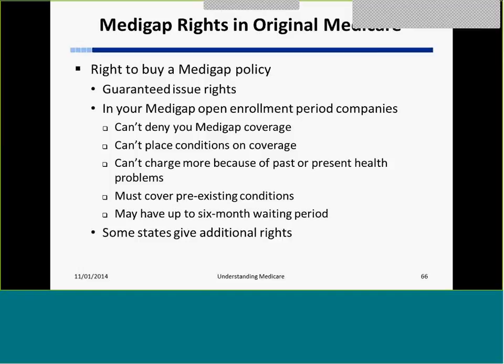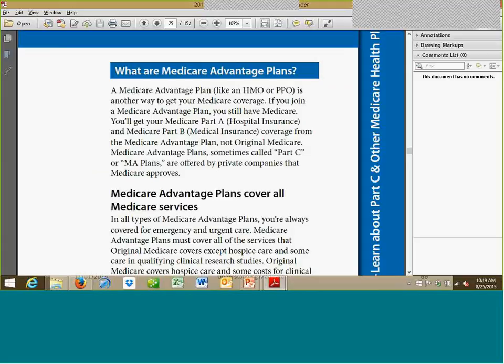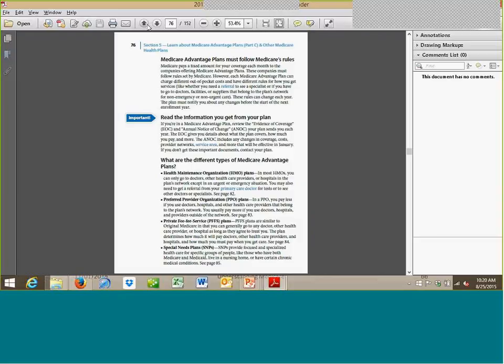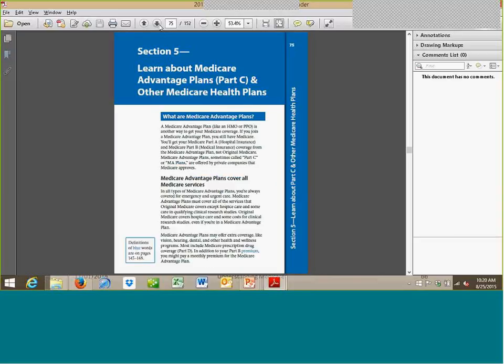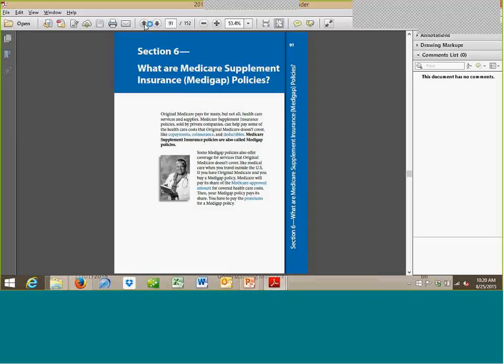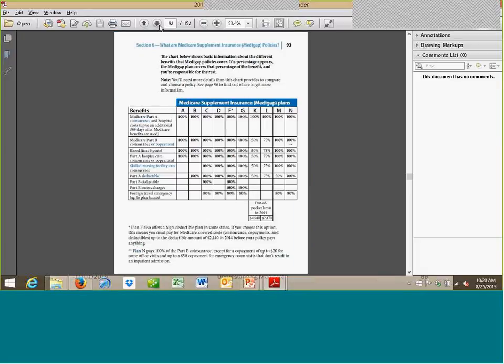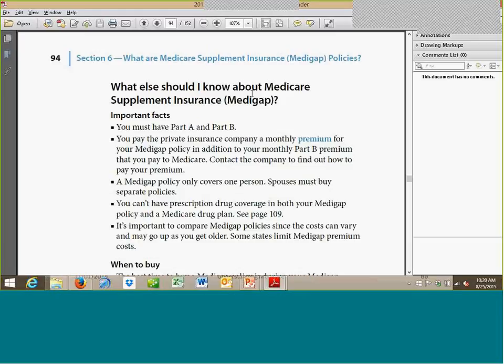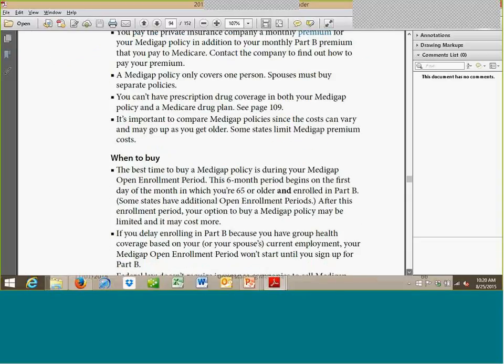This is covered in the Medicare supplement book. It's also in your Medicare and You. So if I flip over here to Medicare and You, I think it's page 92. So this is in the Medicare and You, page 91. It talks about med subs a little bit. You can share this with your client. Page 94, it's what should I know about med subs, and it does talk here at the bottom of this page for the client to buy.